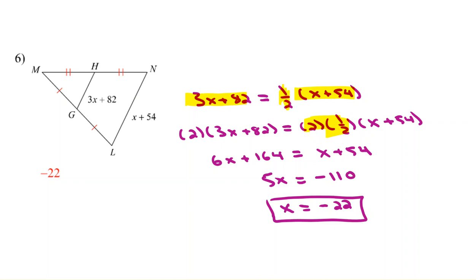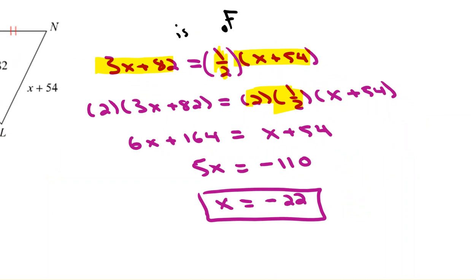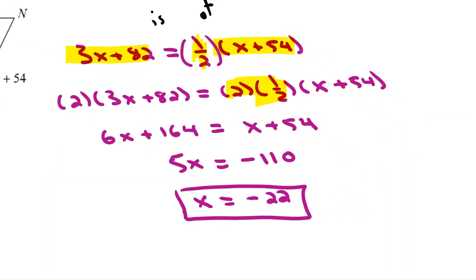Some key words: the word "is" means equals, okay? "Half of": if you see the word "of," you're thinking of multiplying. And remember, parentheses are your friend, so we could use those right there too. I want to get rid of fractions, so I multiply both sides by 2. Use parentheses thoroughly.